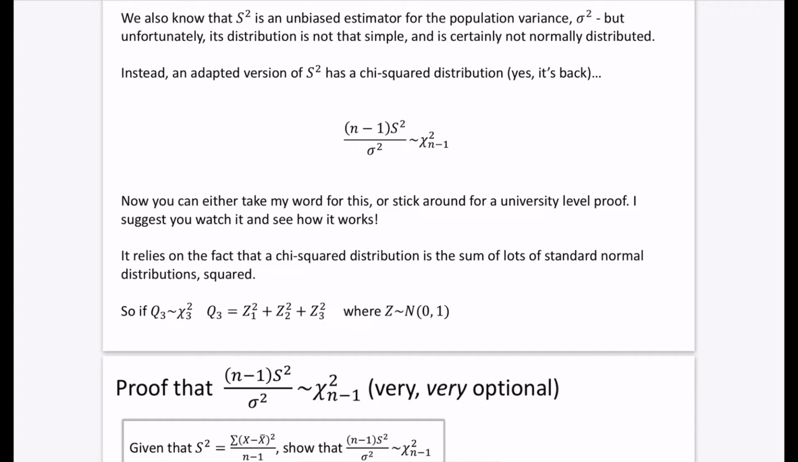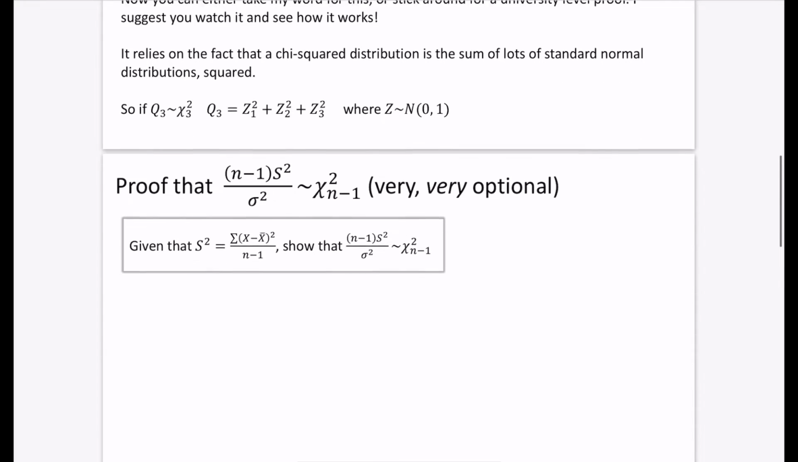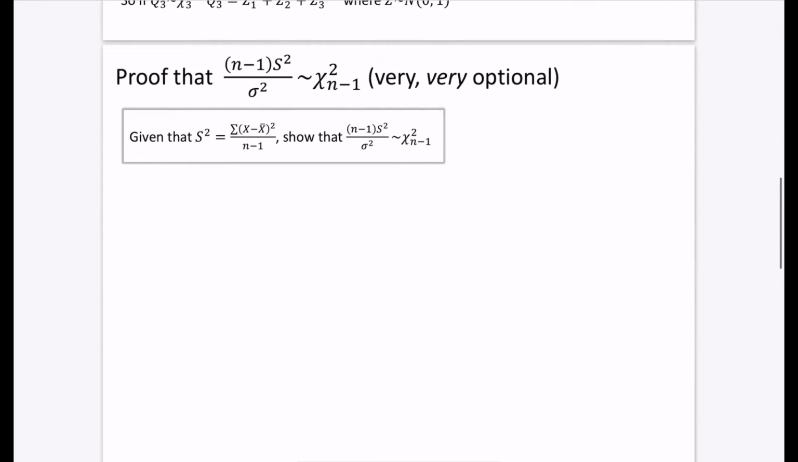So it is relying on the fact that a chi-squared distribution is literally the sum of normal distributions that are being squared, okay? So if you want to stick around, you can. If you want to skip this video and just go straight to doing some examples, you also can do that.